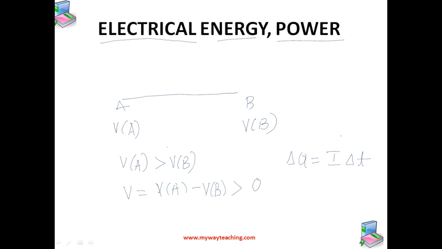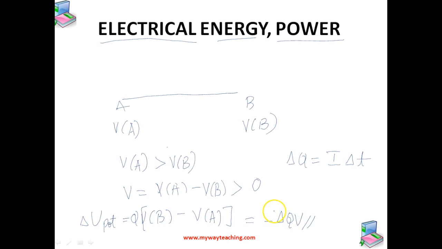And the potential energy of the charge at A, by definition, is Q V of A, and similarly at B it is Q V of B. So the change in the potential energy we can write as Q times V of B minus V of A. The change in potential energy, which we can represent with delta U, is equal to minus delta Q into V.